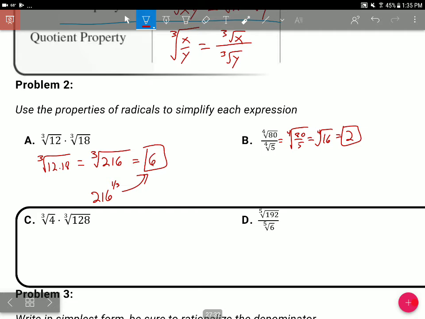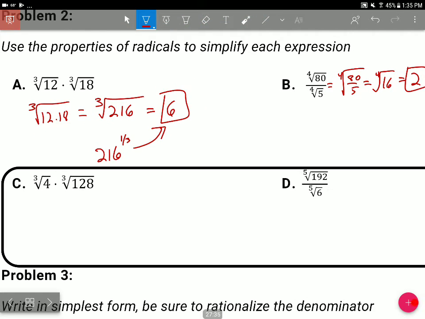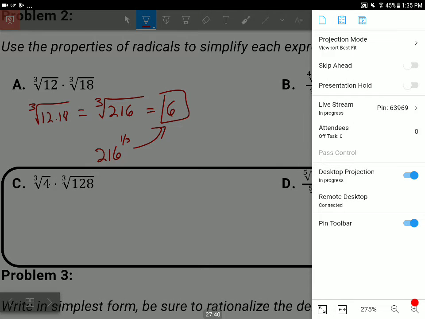So, do C and D. Do letter C and letter D, okay? So here we go. What you got?